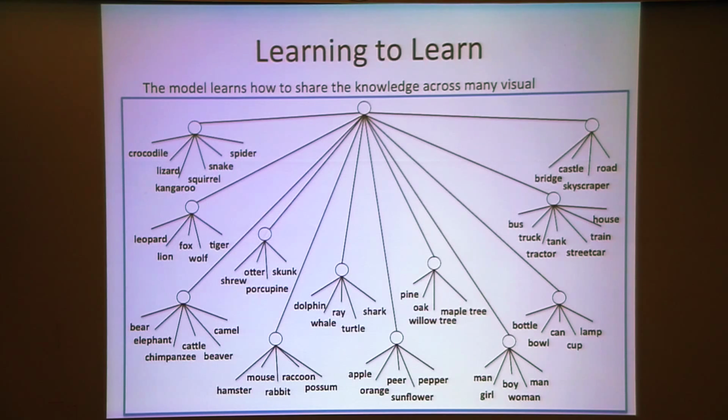A lot of it looks reasonable, like you have reptiles, you have aquatic animals, you have different trees and such. You have vehicles and you have humans. So there is some reasonable hierarchical representation that the model is able to learn. So it's not too bad.